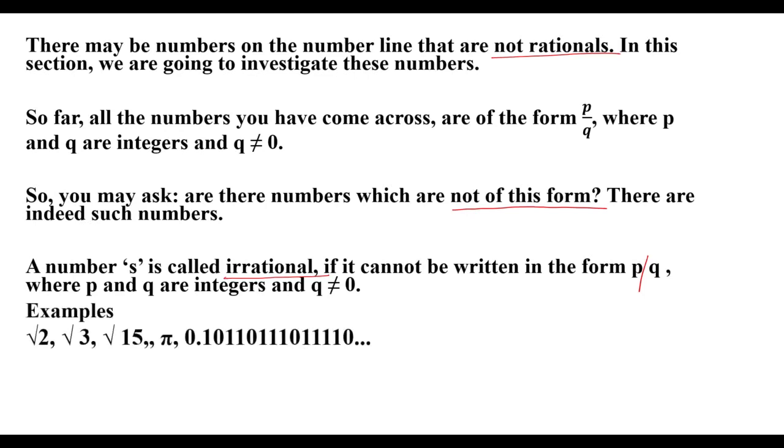Some examples of irrational numbers are root 2, root 3, root 15, pi and 0.101111 like this. All the non-terminating and non-repeating decimal numbers are irrational numbers. Later we will learn about this. So the numbers which are not rational are known as irrational numbers.